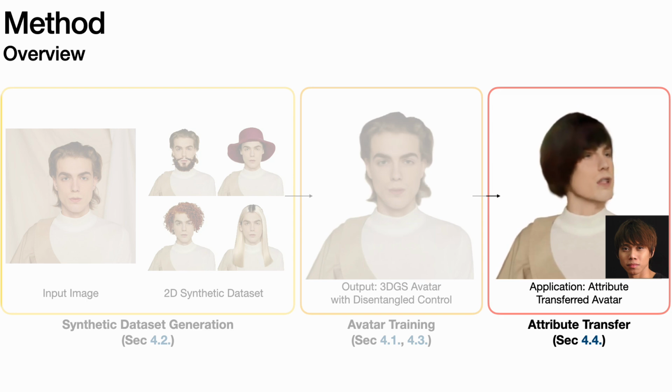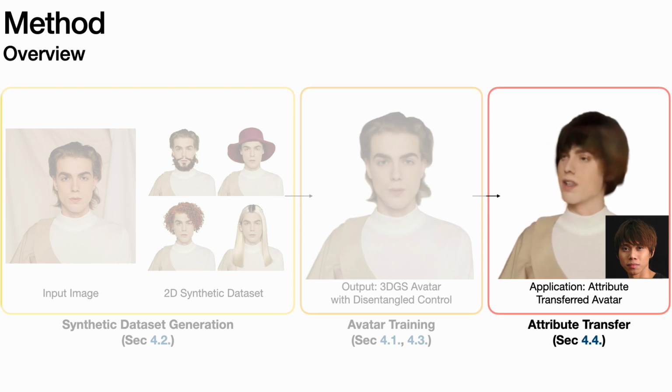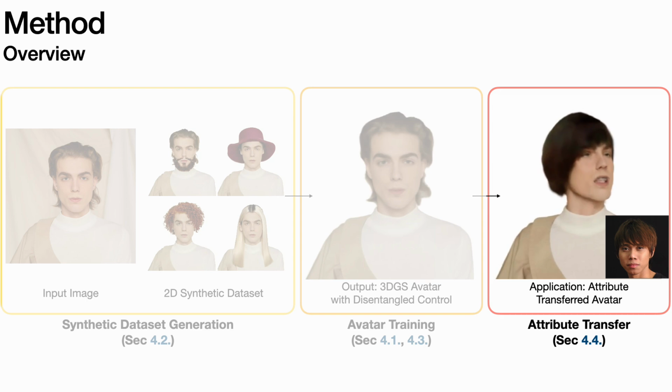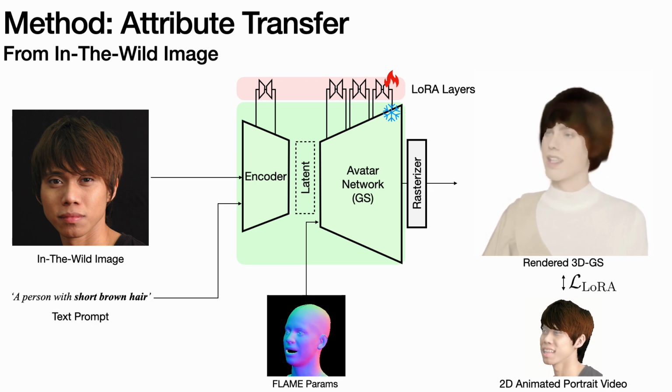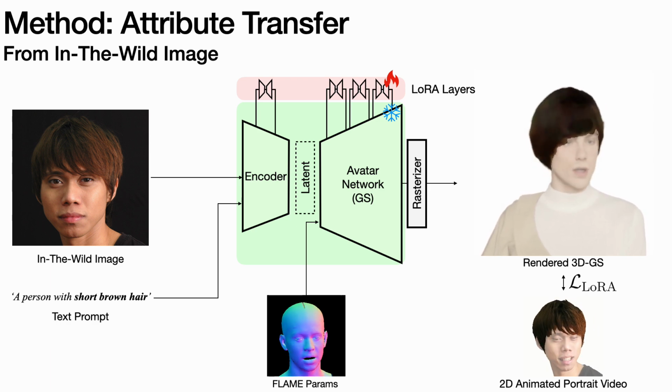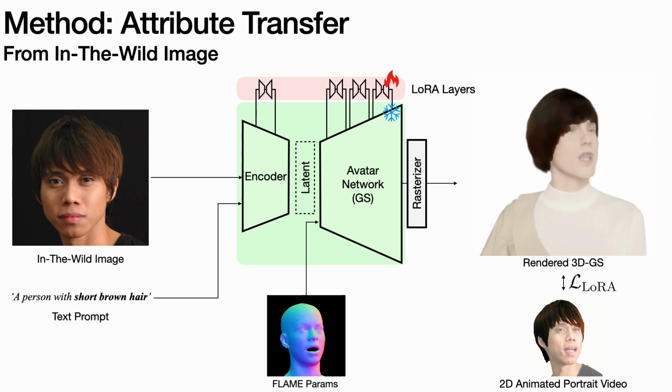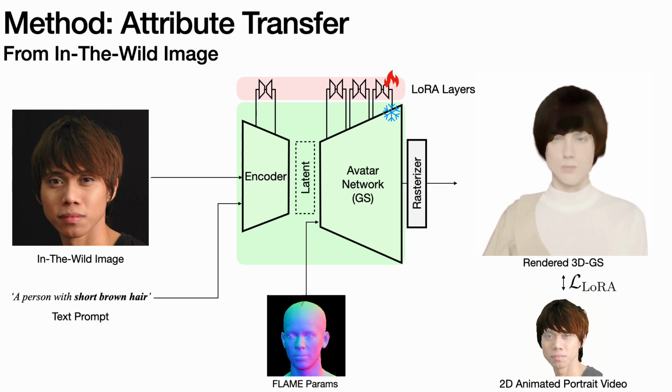Additionally, we introduce a method for transferring facial attributes from in-the-wild images using our avatar model. To add a new attribute without disrupting the learned subjects, we incorporate LoRA layers into our avatar model and fine-tune only these layers. To ensure that only the target attribute, in this case hair, is transferred, we apply the loss exclusively to the subpart region. This approach enables the attributes to be seamlessly transferred to our avatar and integrated into our latent space.